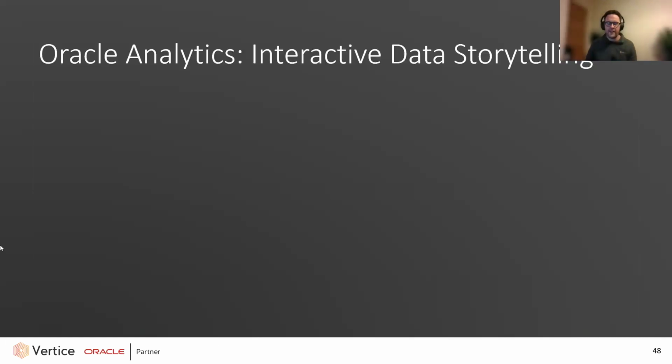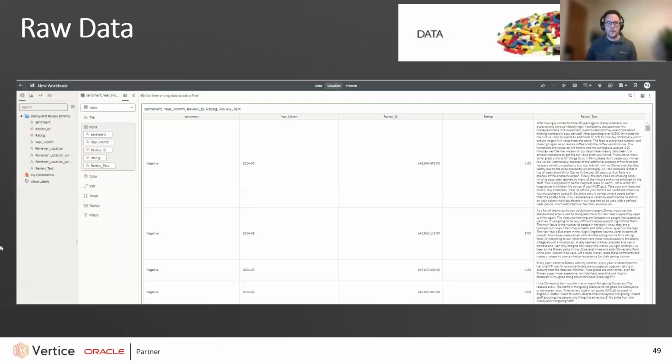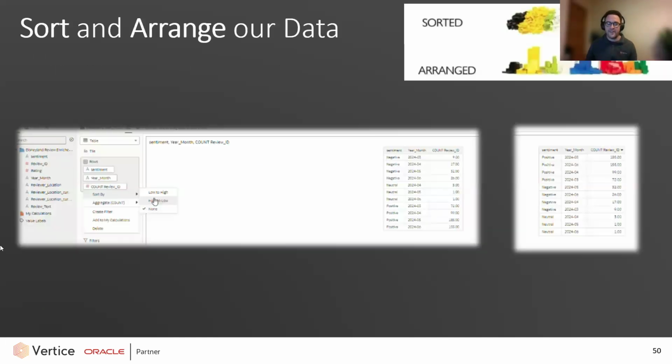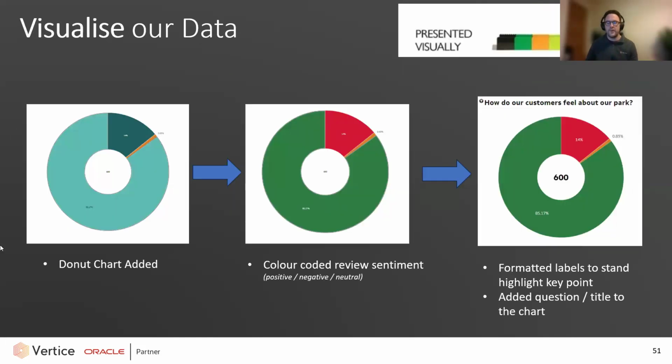So Oracle Analytics for interactive data storytelling. We have our raw data. So we've put some fields in here, really plain and simple. It doesn't really tell us a great deal, which is exactly what we said before. We can then sort and arrange our data. So we can do that in Oracle Analytics. So what we're doing here is just sorting from high to low or low to high. So we have sentiment, year, month, and number of reviews. All so far, so good. We can then present it visually or visualize our data. So say we start from Auto Insights, might have identified a donut chart. We can take that one step further and color code it based on our sentiment.